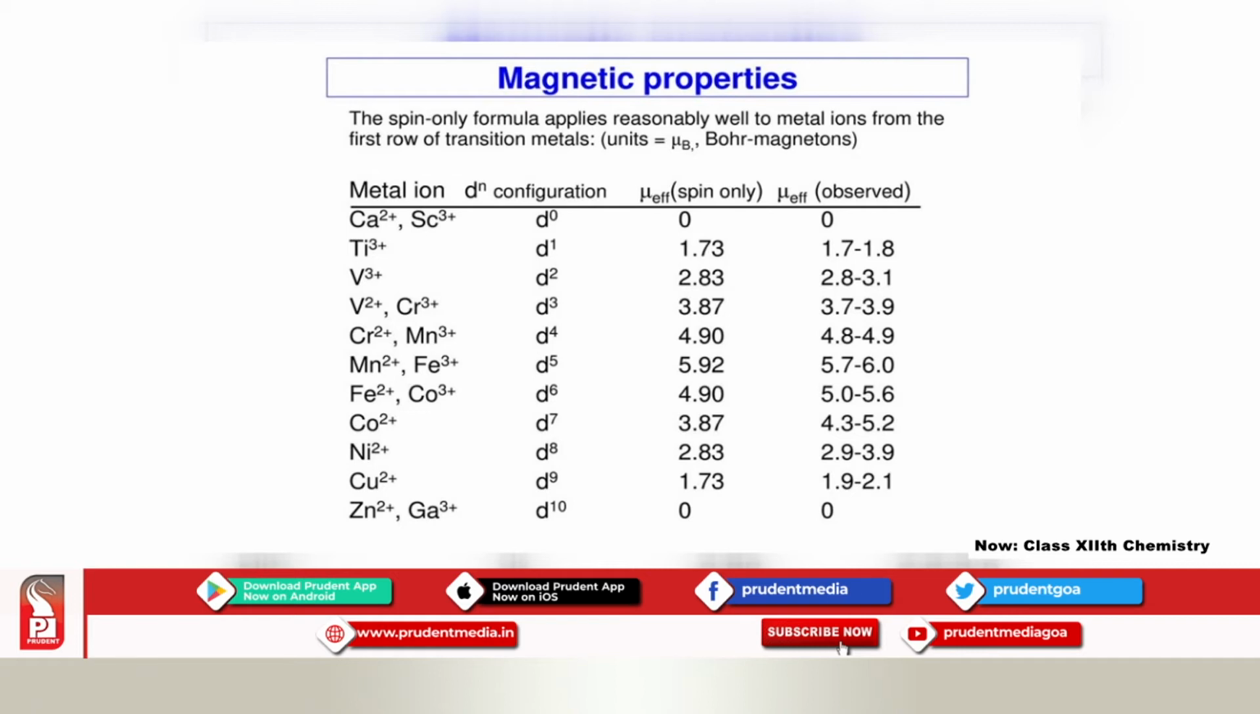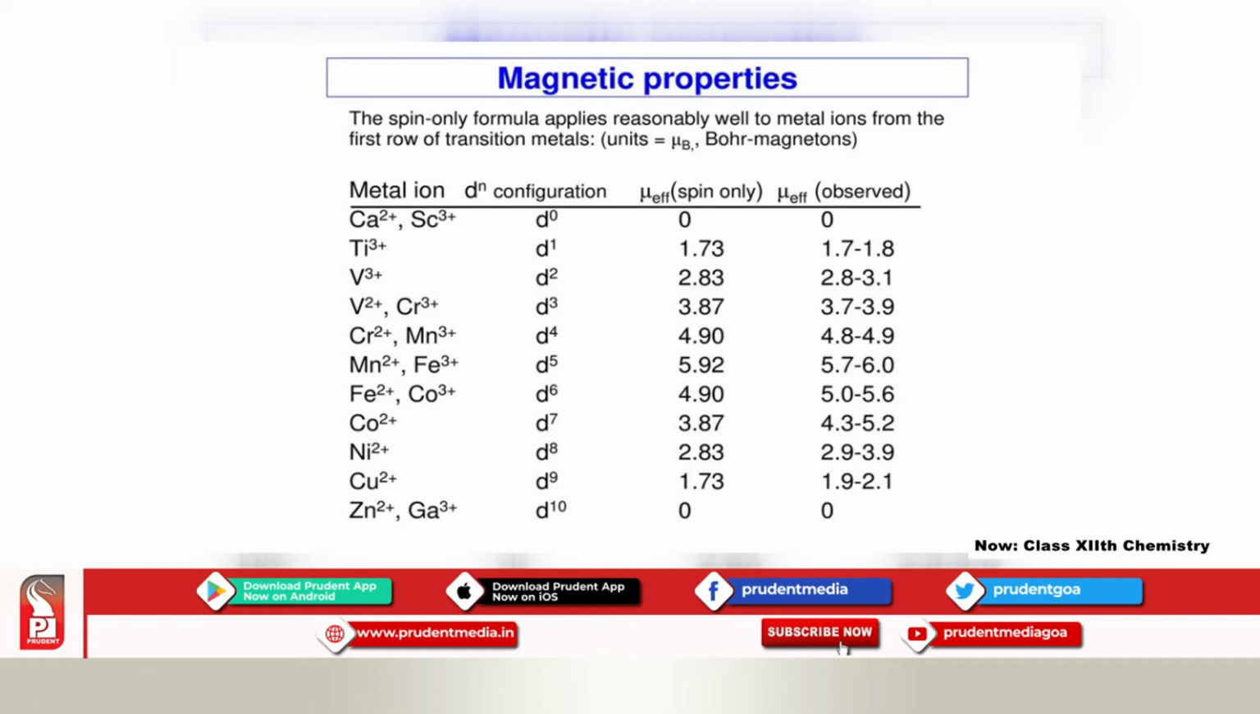In the case of vanadium in the +3 state, it has 2 unpaired electrons, and the moment is 2.83. It is increasing. Then in the case of vanadium +2 and chromium +3, it is 3.87 because 3 electrons are unpaired. See, the number of unpaired electrons is 1, 2, 3, 4 and 5. So it increases from 1.73, 2.83, 3.87, 4.90 to 5.92. When it comes to d6, one electron is paired, and you find only 4 unpaired electrons, so it keeps decreasing. So d6, d7, d8, d9 keep decreasing: 4.9, 3.87, 2.83 and 1.73.